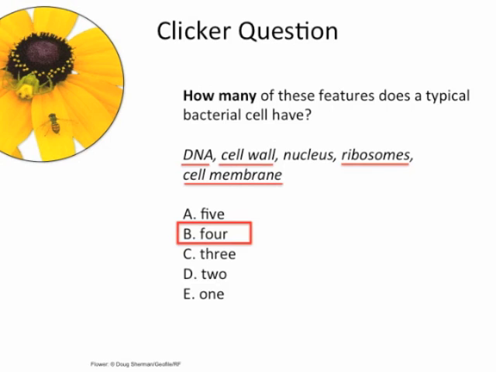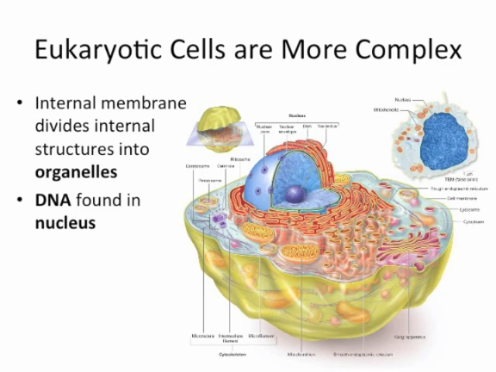So here's what a eukaryotic cell looks like, and Monday we're going to get into some of the details of what all these structures are. Eukaryotic cells have lots of internal membrane, so they divide their internal structures into units called organelles.